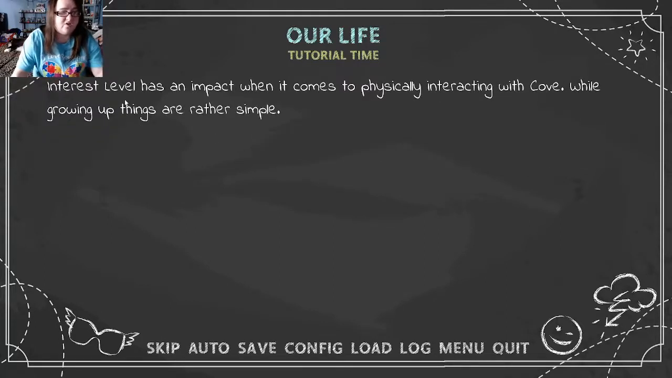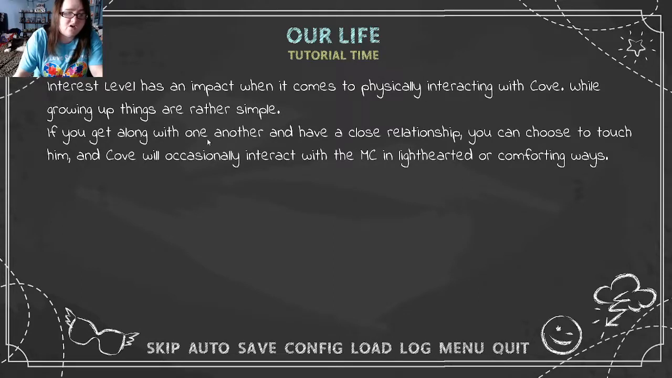The interest level has an impact when it comes to physically interacting with Cove. While growing up, things are rather simple. If you get along with one another and have a close relationship, you can choose to touch him, and Cove will occasionally interact with the main character in lighthearted or comforting ways.